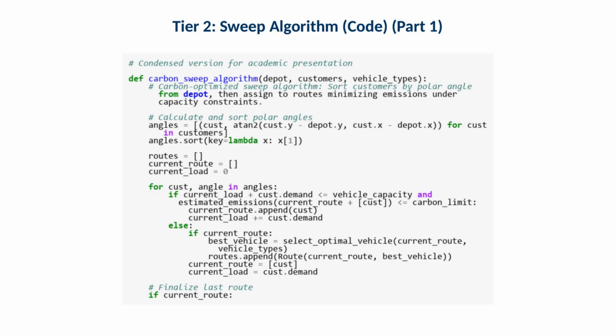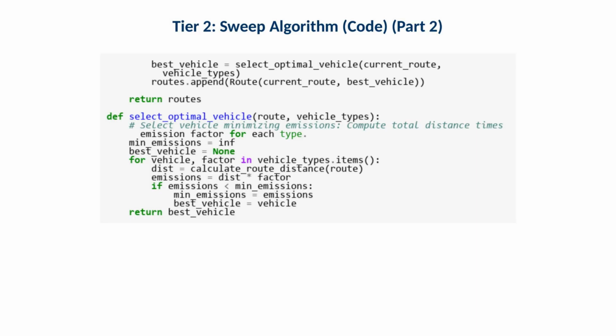This code section typically defines customer coordinates, demand, vehicle options, and emission factors. It also computes polar angles from the depot and sorts customers by that angle, which is the key pre-processing step in sweep routing. This part usually constructs routes by walking through the sorted list and adding customers until capacity is reached. In the carbon-aware version, it also computes route emissions under different vehicle types and selects the lowest emission feasible option.